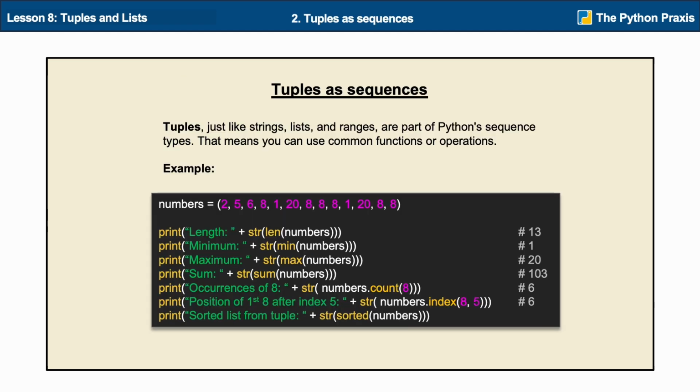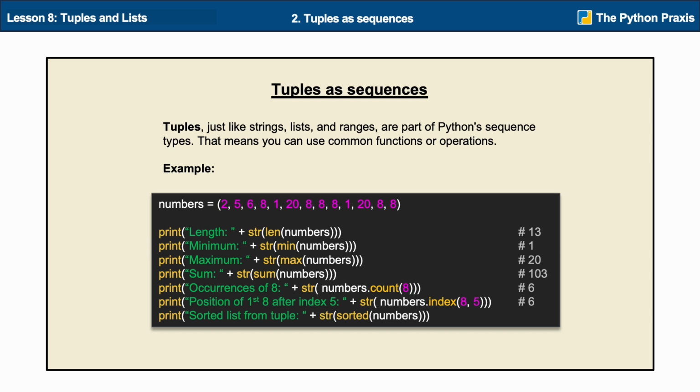Tuples are sequences. Like strings, lists, and ranges, tuples are part of Python's sequence types. That means they support a lot of built-in functions or operations. Let's see an example. We create a tuple named numbers containing 13 integers. Some of these integers exist multiple times inside this tuple.